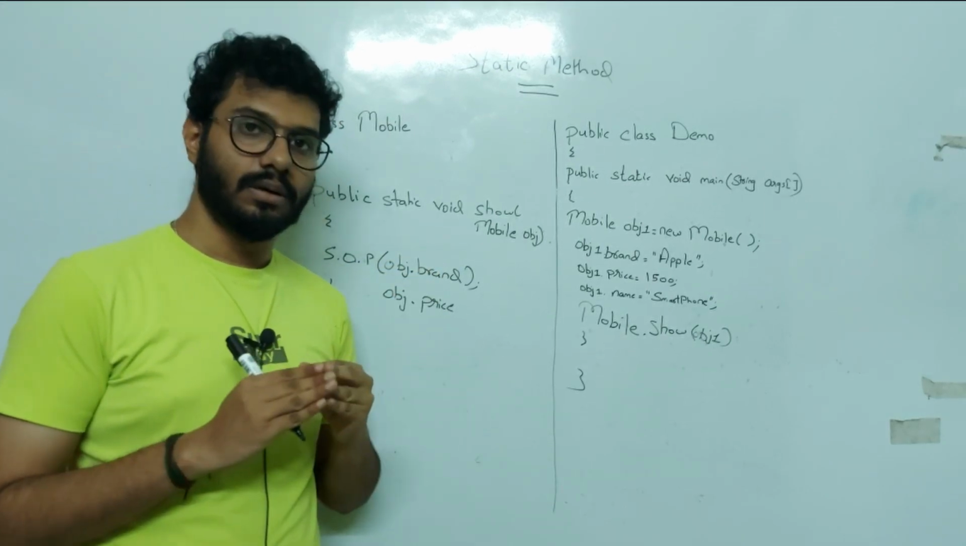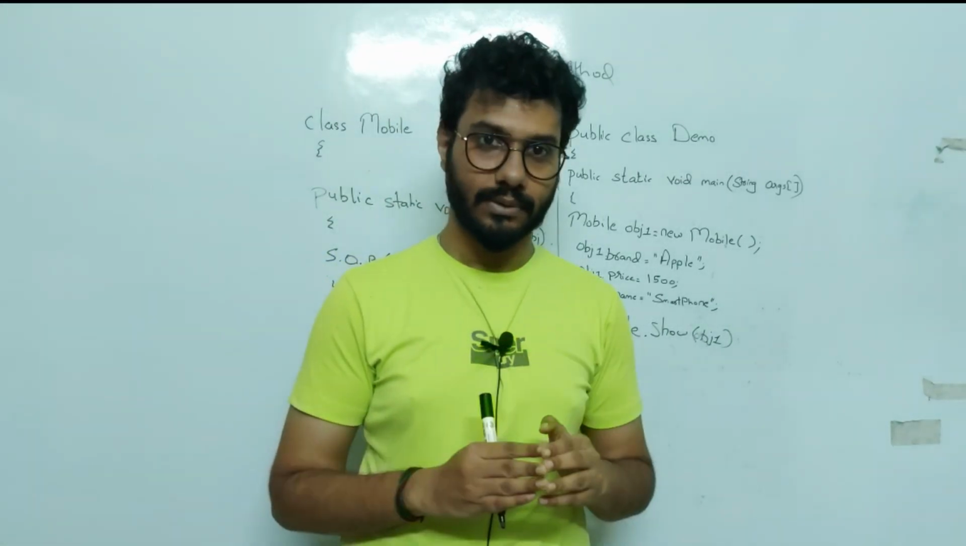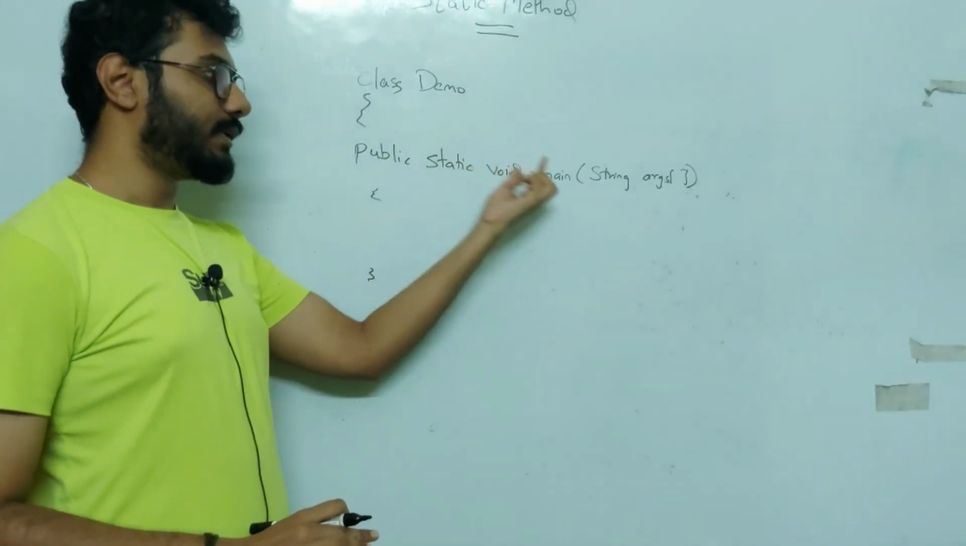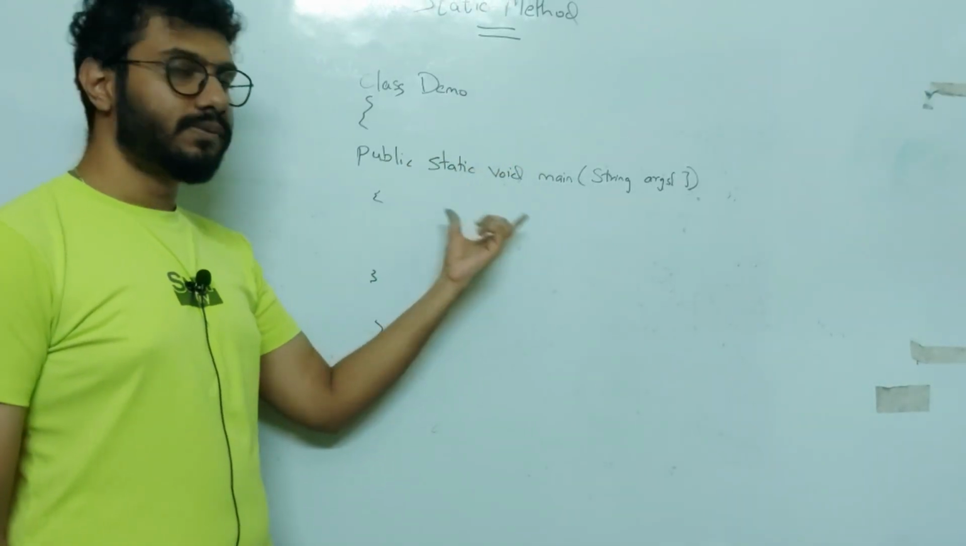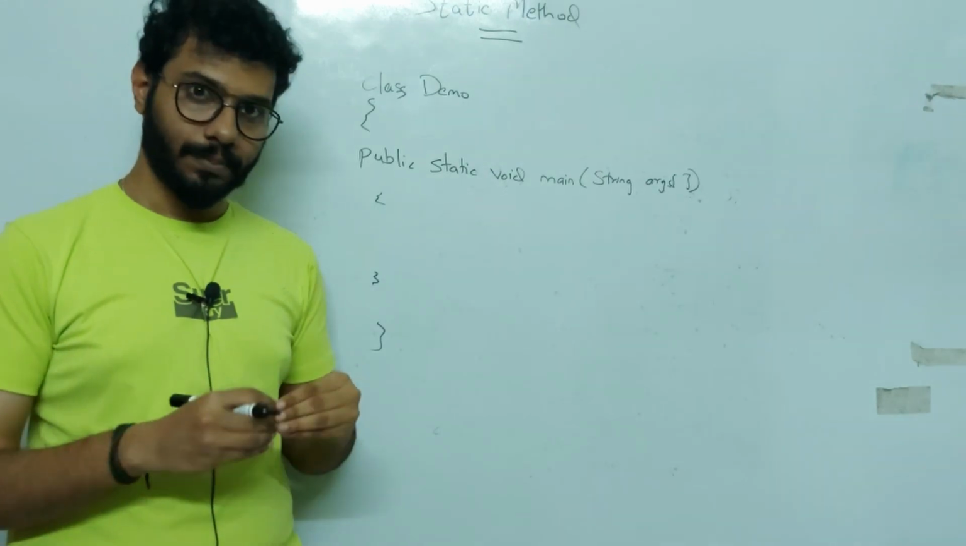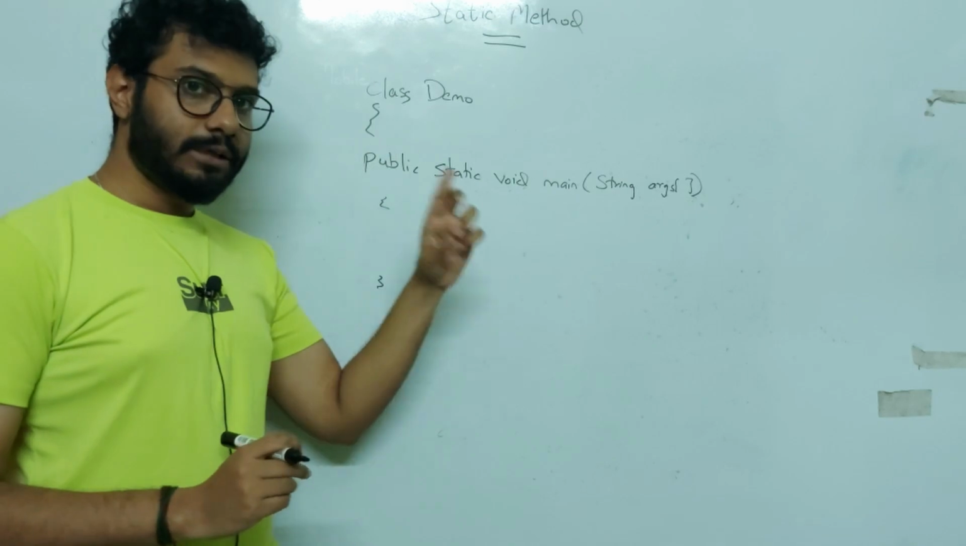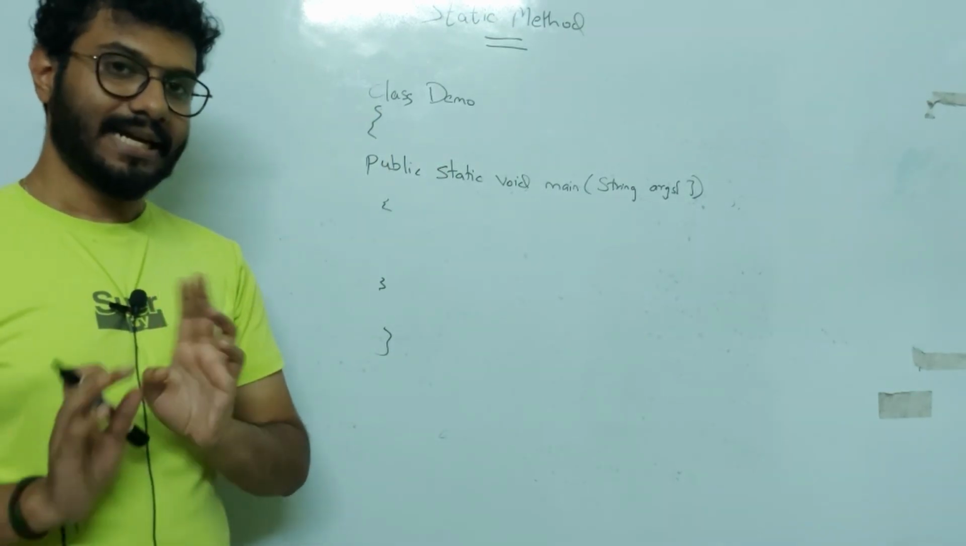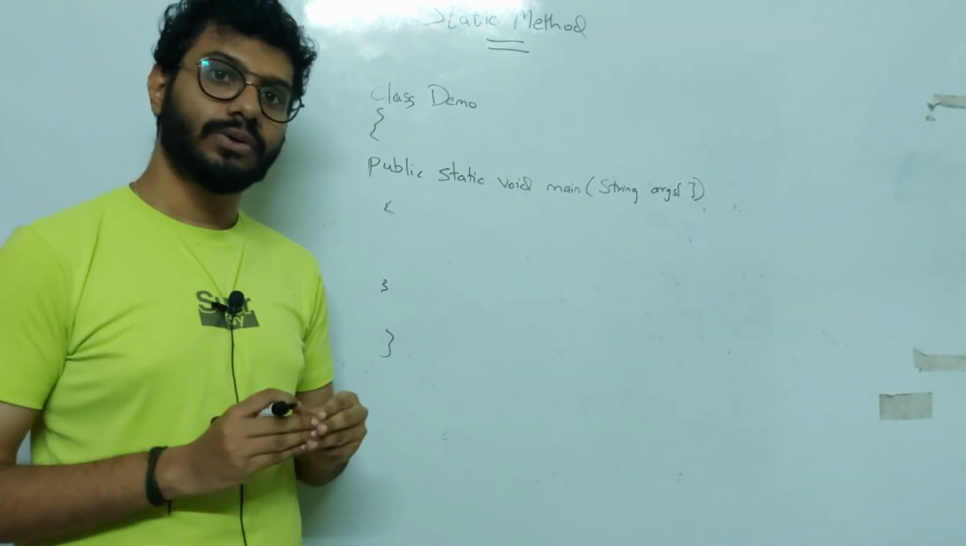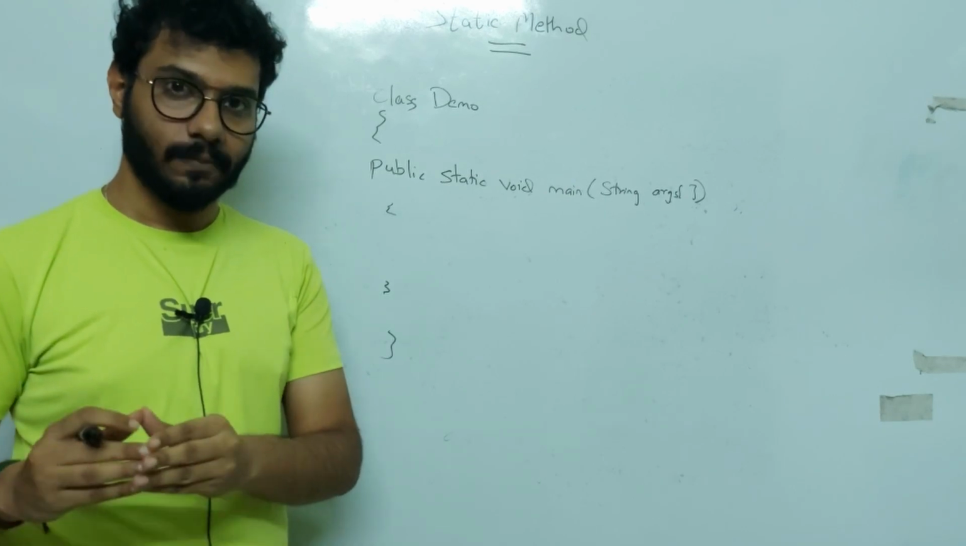So this is how a static method works. We will now talk about why we have static in the main method. Since we know the main method is the entry point of the program, this is the first point. Second, static belongs to the class, and we need not create any object for static methods.